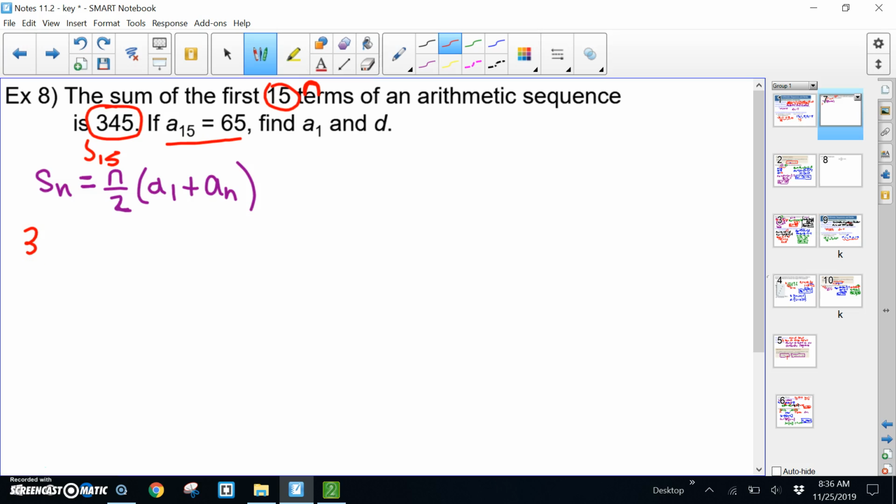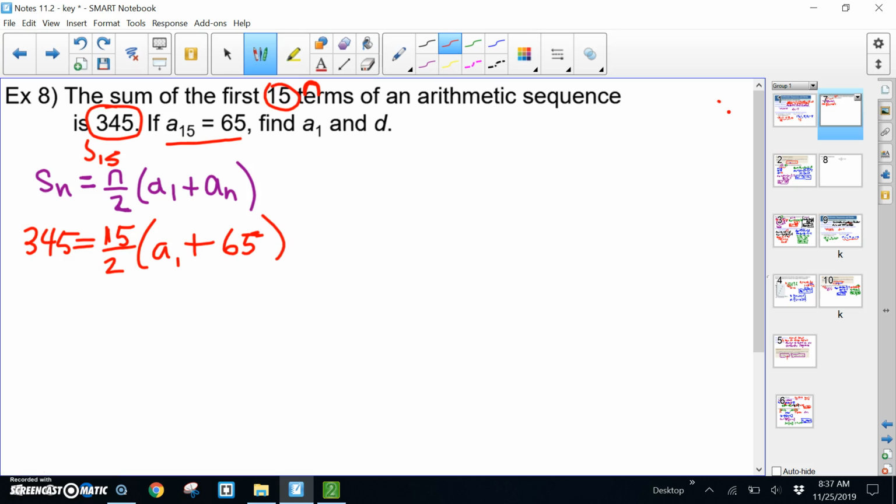So Sn, in this case S15, would be 345, and n is 15 in this example. That's A1. It looks kind of like a D, but that's an A. Plus An is A15. That's 65 right here. So keep in mind, n is 15 in this example, so we've got S15, n is 15, and A15 is 65.